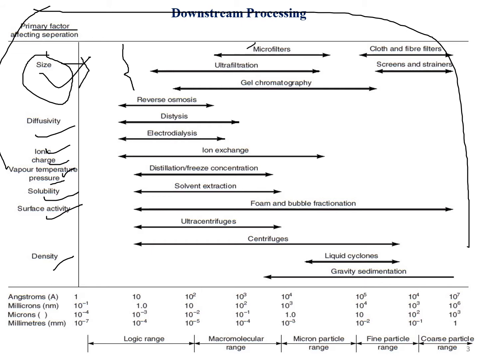There are a number of methods by which the process can be filtered. It can be through microfilters, ultrafiltration, gel chromatography, cloth and fiber. Also, diffusibility depends on the process it undergoes, such as dialysis or electrodialysis. Depending on the ionic charge, whether it is positive or negative, and depending on the vapor temperature, we have distillation and freeze concentration. Talking about solubility, it can be solvent extraction. Talking about surface activity, it can be foam or bubble fractionation.